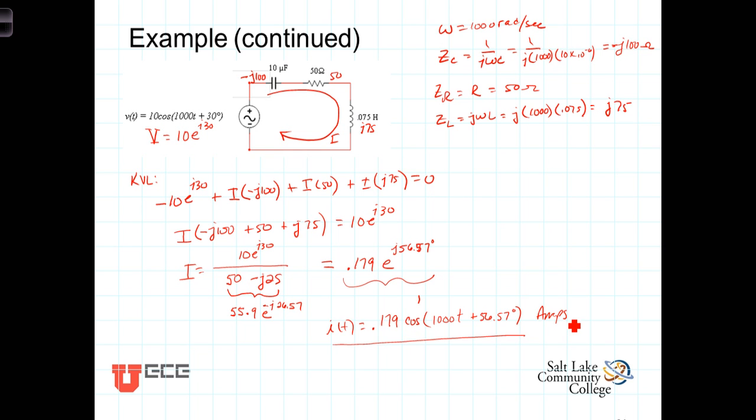And finally, let's look at the phase. The phase angle of the voltage source is positive 30 degrees. The angle of the current is 56.57 degrees. So we would say then that the current has been shifted ahead of the source by 26.57 degrees.